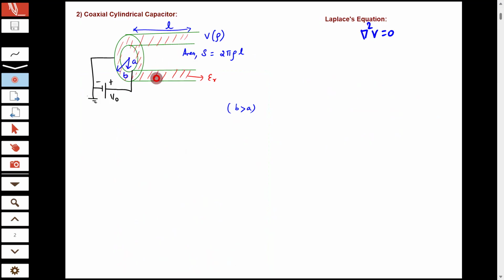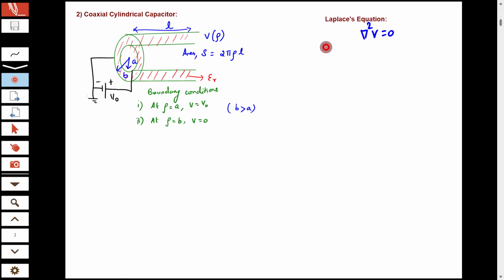Let us consider the two boundary conditions by applying the potential as given. In this case, the outer one we are considering grounded, and the inner one is connected to the positive of the supply voltage, which is V0. With this, we can write the boundary conditions as: at radius A, the potential is positive V0, and at radius B, the potential is 0. These two form the two boundary conditions to solve the second order differential equation, which is the Laplace equation.